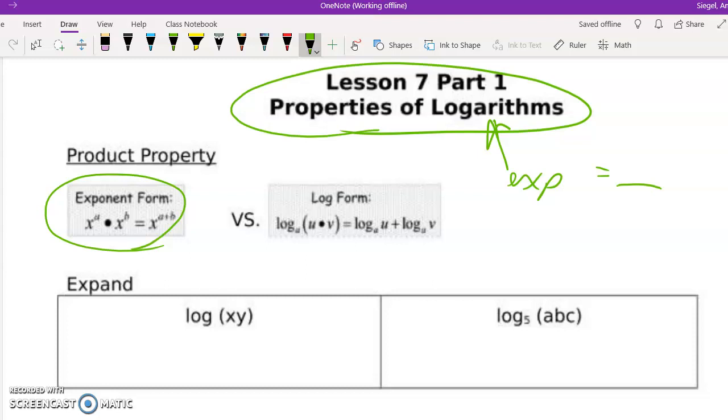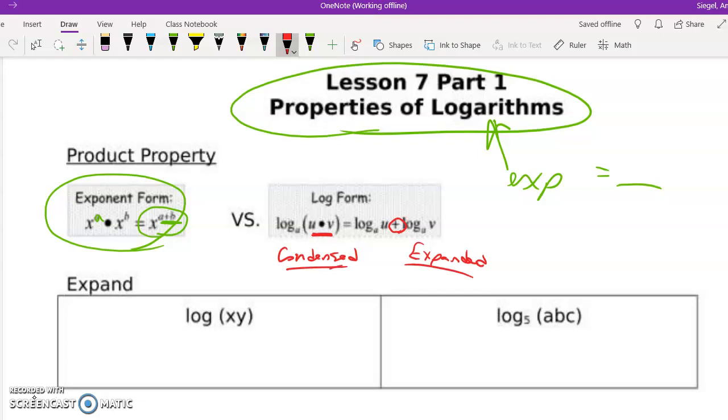So if I had x to the a times x to the b, then we add the exponents together. So that's a big deal when we come over to logarithms. If we're multiplying these two together, you are going to add them together. So this is called the condensed form, and this is called the expanded form. And so that is what this lesson is going to focus on.